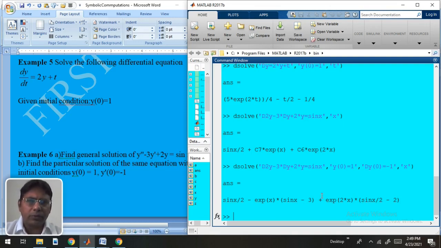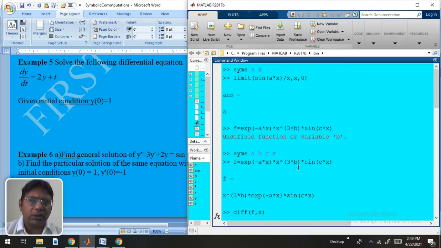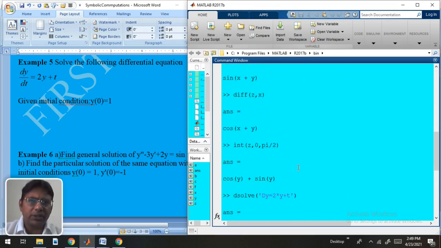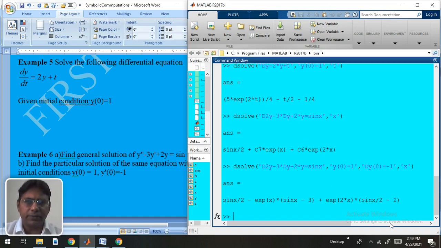Now we have done all these cases: first limit, then differentiation, then integration, and differential equations. Thank you.